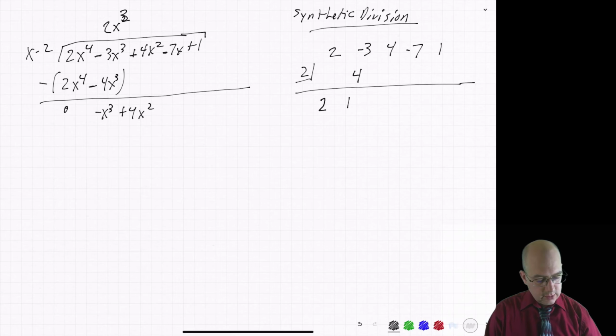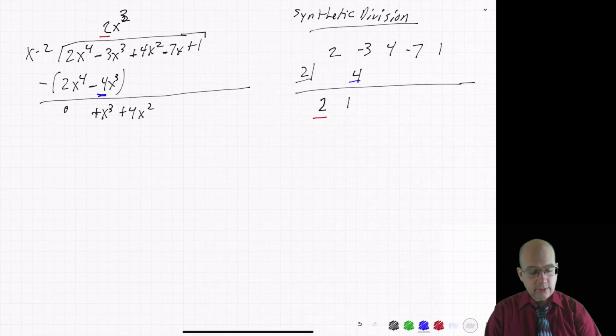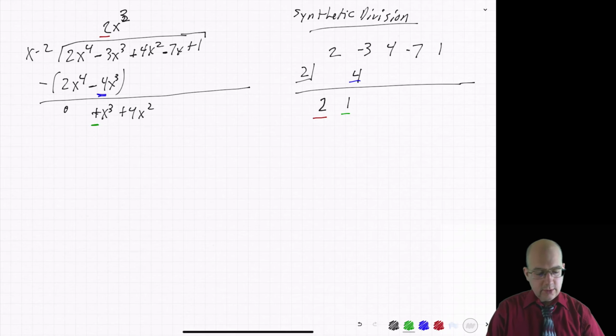Oh, right. Sorry, that should have been a plus 1. All right, so this 2 is basically this 2. And this 4 is basically this 4. And this 1 is that 1, right?